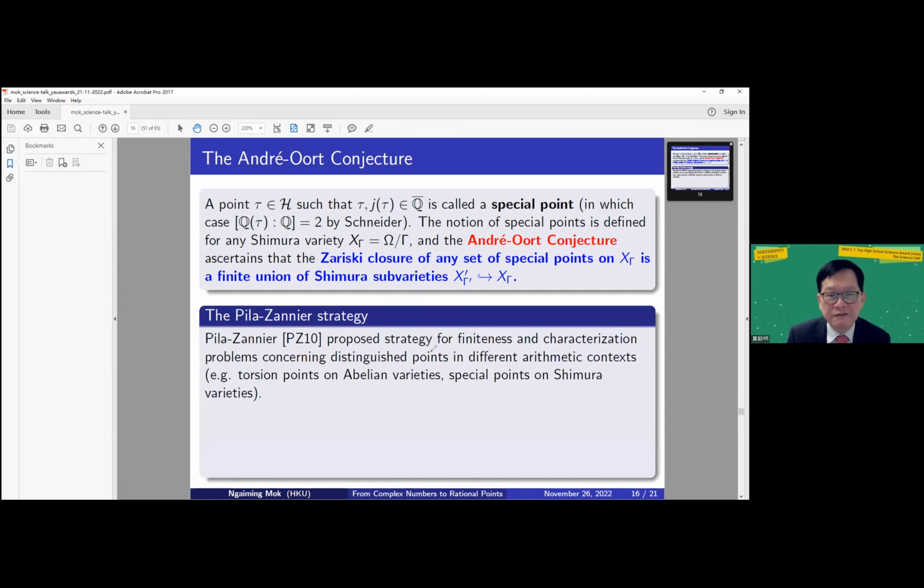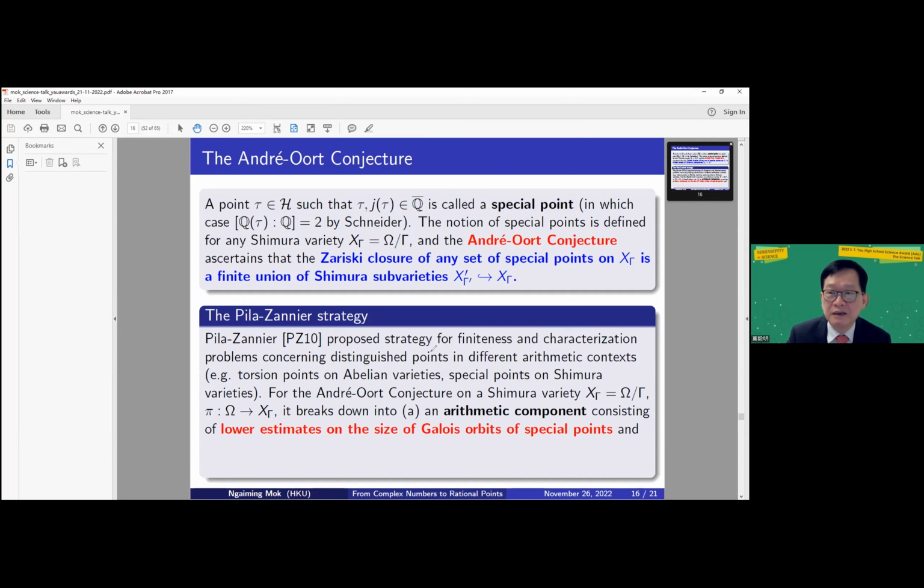And then came a formulation of the problem due to Zannier, which brought me to be interested in this problem. Zannier, the number theorist in Pisa, formulated a strategy for solving the conjecture on special points. Namely, he was able to reduce this problem to two halves: one half concerning algebraic number theory, and the other half concerning complex differential geometry, or complex geometry more generally.